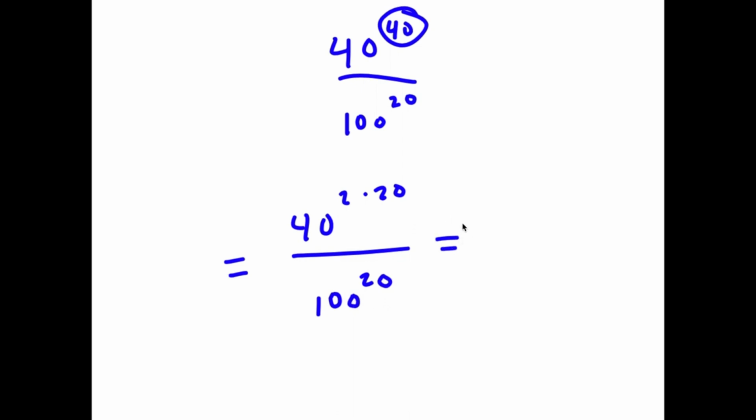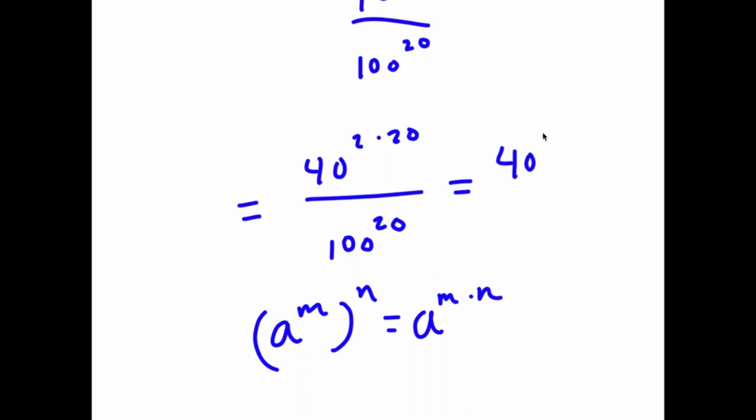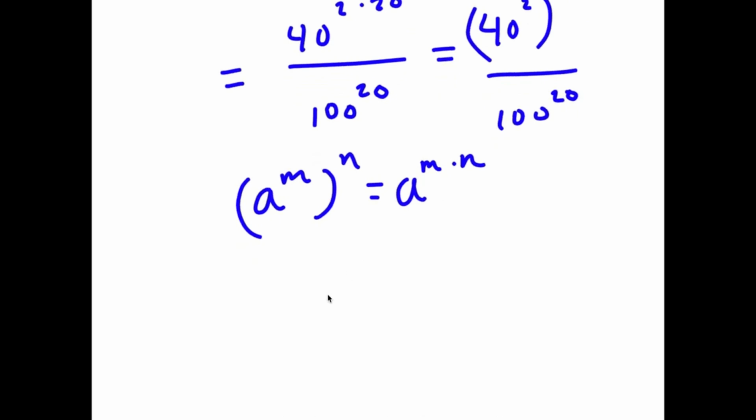And this is the same thing as, if I have something in the form a to the power of m to the power of n, this is the same thing as a to the power of m times n. So I have 40 to the power of 2 times 20, so this can be written as 40 to the power of 2 to the power of 20. Now I have this over 100 to the power of 20, and 40 to the power of 2 is going to be 1600. So now I have 1600 to the power of 20 over 100 to the power of 20.